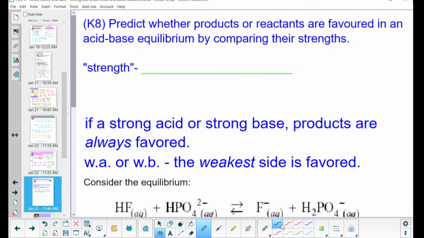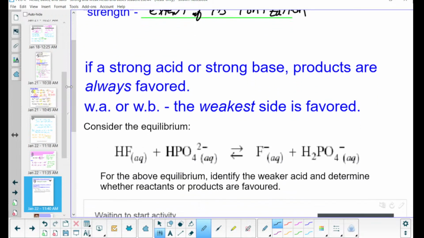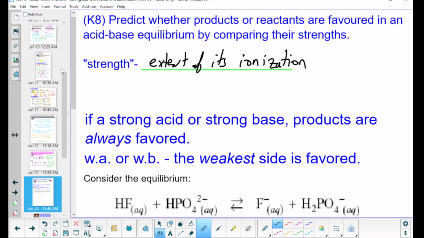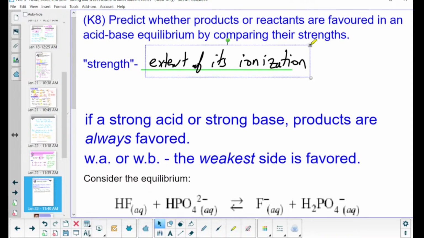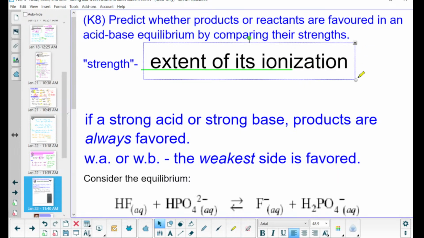Okay, strength. Predict whether products or reactants are favored in an acid-base equilibrium. A strength is considered the extent of its ionization. Extent, yeah, see? Of its ionization, okay.